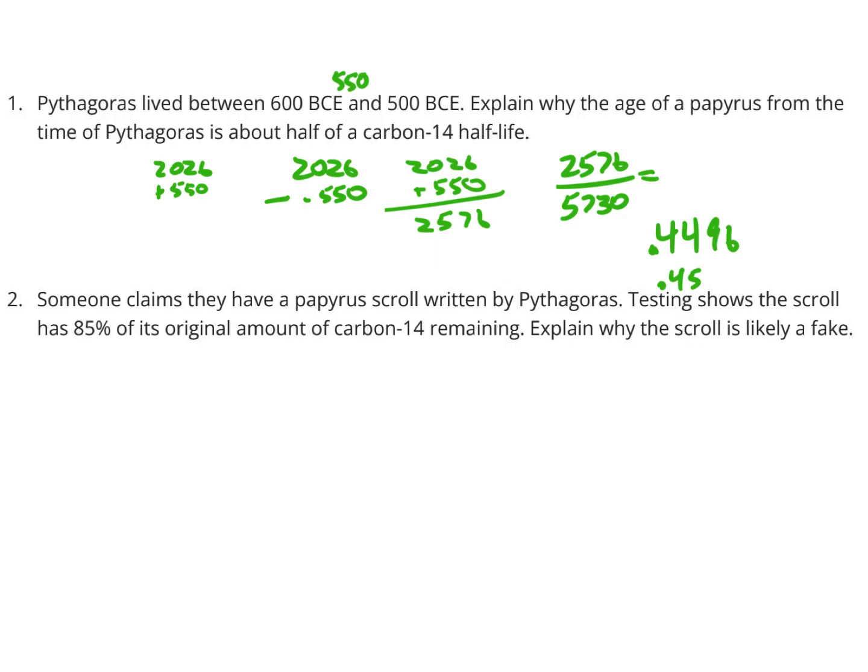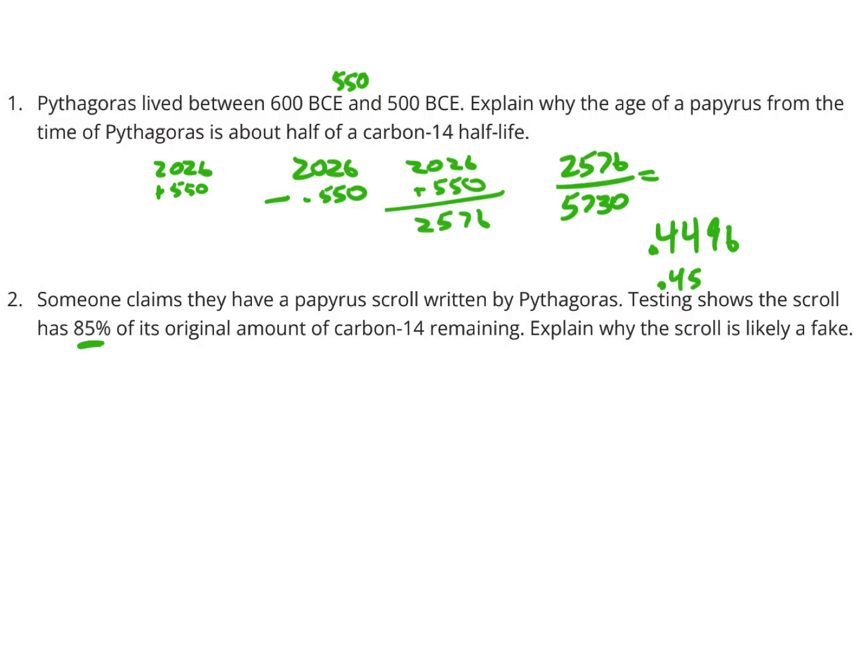Now, someone claims they have a papyrus scroll written by Pythagoras. Testing shows the scroll has 85% of the carbon remaining. This scroll is a fake because it's too new. 85% is nowhere close to 45%. So this is why it's a fake.